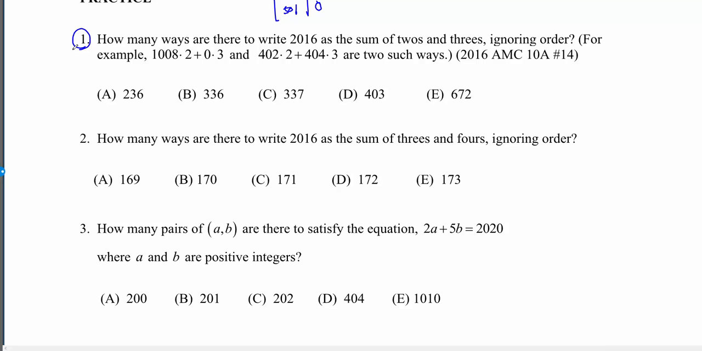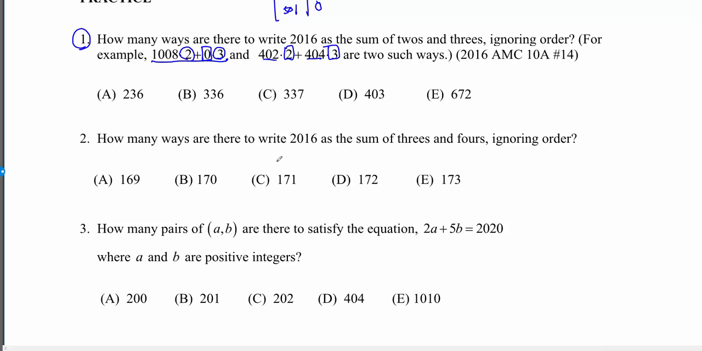How many ways are there to write 2016 as the sum of 2's and 3's, ignoring order? How many ways over here? This is fine, 2 and 3, and 0 is fine too. So the next one is about 2 and 3. That's one of the methods. Can you try this one?